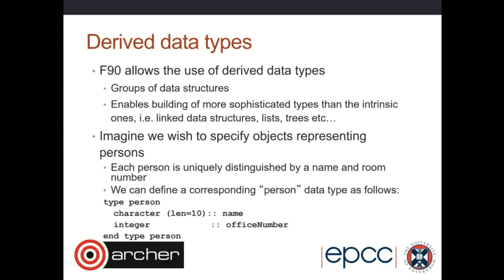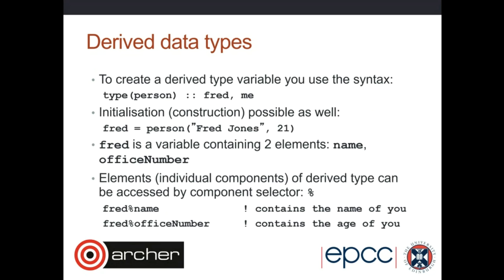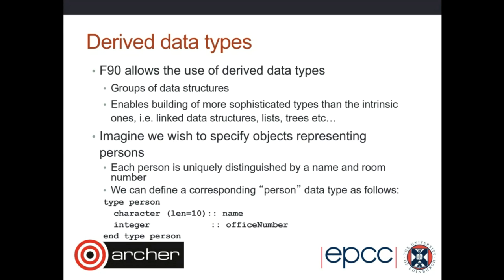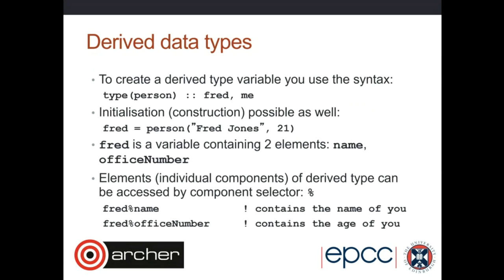So the example we have at the bottom of this slide is we've created a person, and that person has a name, which is a character array of length 10, and also an integer, which has got a name, office number. Okay. So once we have created this derived type, which is called person, we can then create variables based on that. So here we've got type, brackets, person, double colon, Fred, comma, me. So Fred and me are now variables of type person, and that means that they both have a character array and an integer inside them.